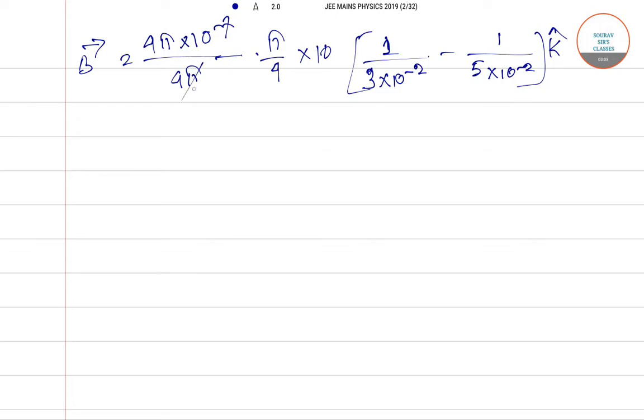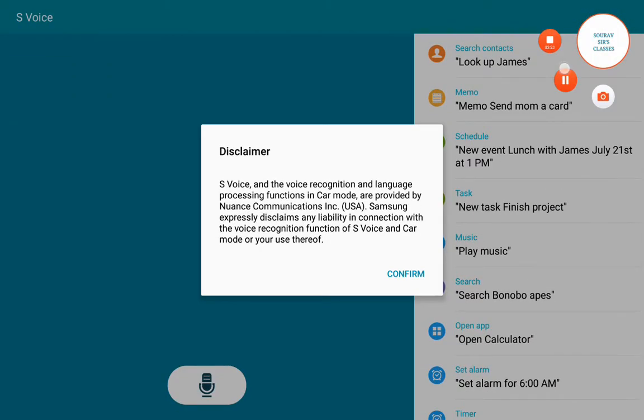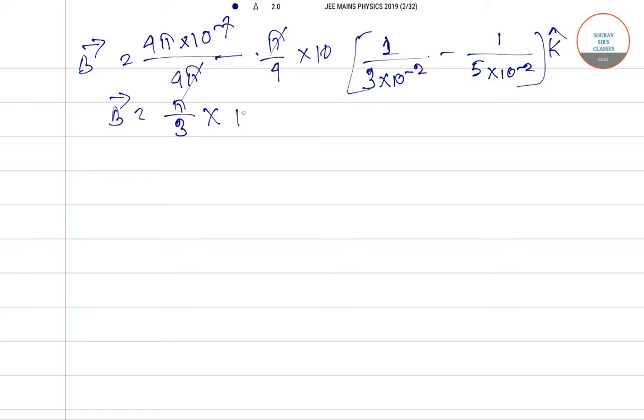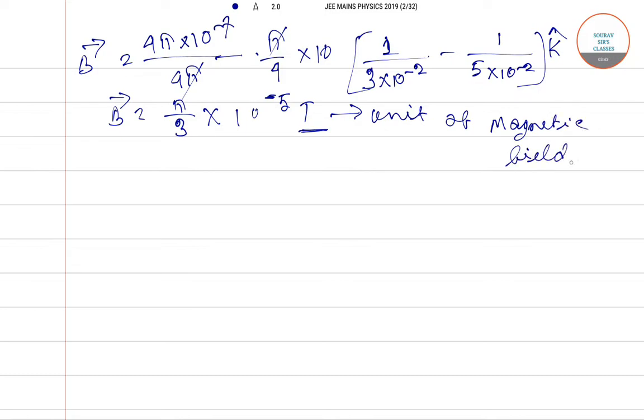So here this pi cancels out, and if we calculate this, then we can write the B vector equals pi by 3 into 10 to the power minus 5 Tesla. Tesla is the unit of magnetic field.